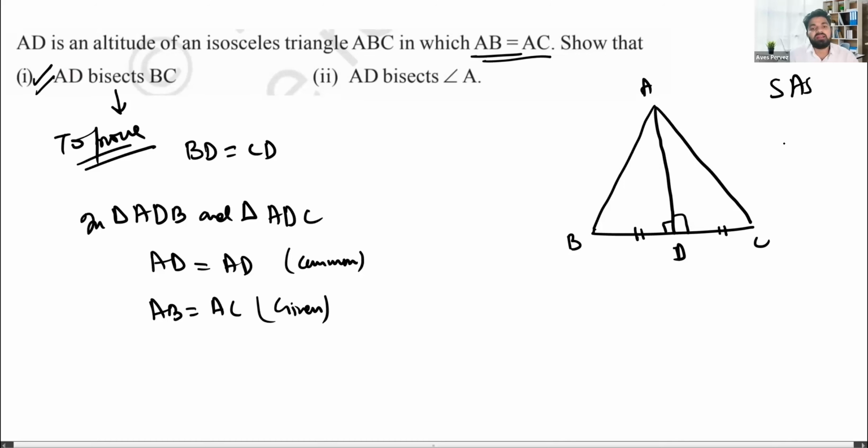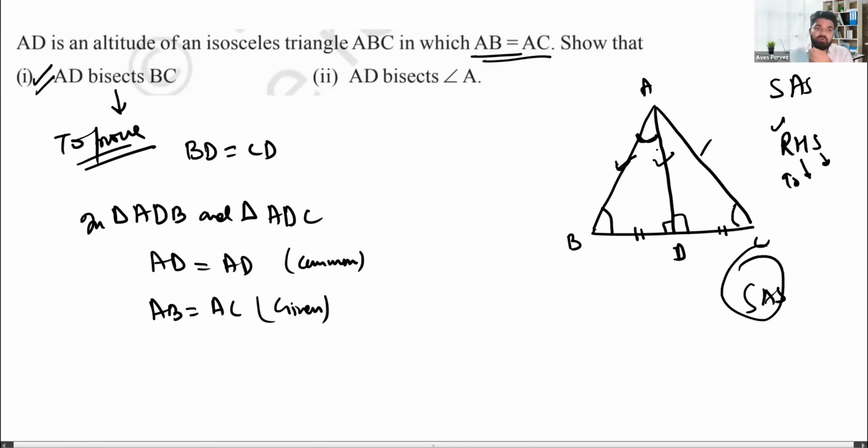But if you are using the RHS rule, RHS means right angle of 90 degrees, hypotenuse means the longest side, and one side. So we are choosing this side as the hypotenuse, one side and the 90 degree angle. So this will be congruent by RHS, not by SAS. If you choose this angle equal to this angle and try side angle side, this will not work because we are just choosing this side and this side. If we are using the SAS rule, then the angle in between the two sides that we have taken must be equal. So we are not using this angle right now.